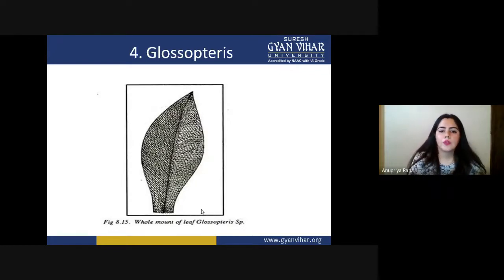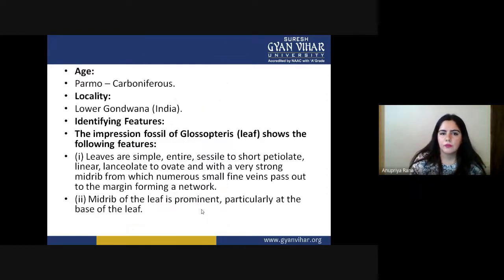Glossopteris, the fourth plant. You can see we have a whole mount of a leaf of Glossopteris. This is what we found of this plant. Age: Permo-Carboniferous, very old. Lower Gondwana, India; in the Indian region we got this leaf. Leaves are simple. What we found is basically an impression fossil of a Glossopteris leaf.